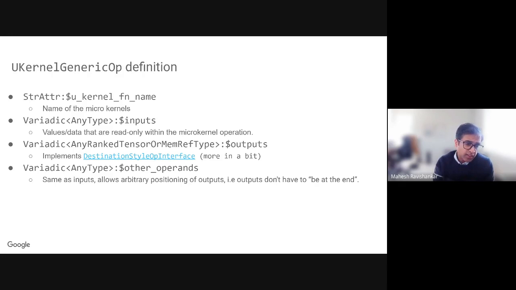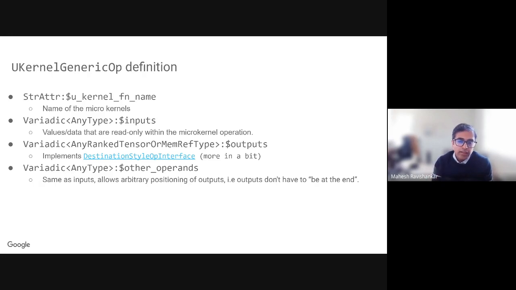It has another variadic list where the type has to be tensor or memref. This is called the output list, and this is the way the operation implements the destination passing style that exists upstream in MLIR. And the reason why this is done is it works well with the bufferization that the compiler needs to do to convert your tensor program into a memref program. And I'll go into a bit more detail of that in the next slide.